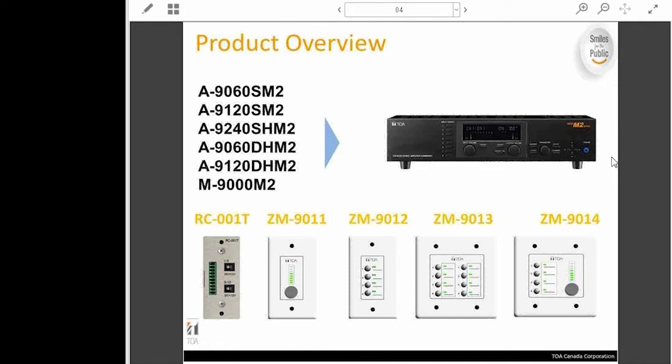And then along the bottom, you see the 9000 series wall panels that we have to do remote controls for presets and volume controls and things of that nature, and of course the RC-001T module, which is required to introduce the remotes to the 9000 series amplifier.